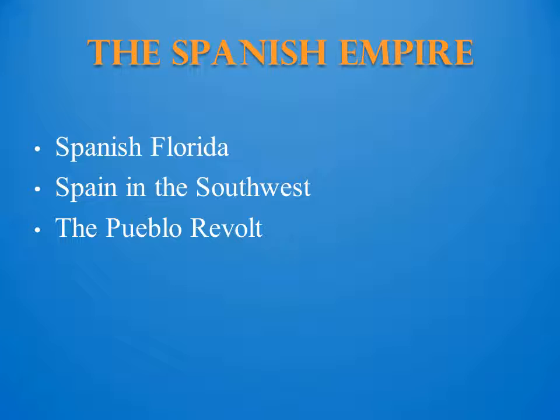Led by Pope, a religious leader who had earlier been arrested by the Spanish for sorcery, the Pueblos attacked and nearly wiped out an entire population of Spanish colonists, destroying in the process all the symbols and icons of Spanish culture and Catholicism that they could find. Twelve years later, the Spanish reconquered New Mexico for good.